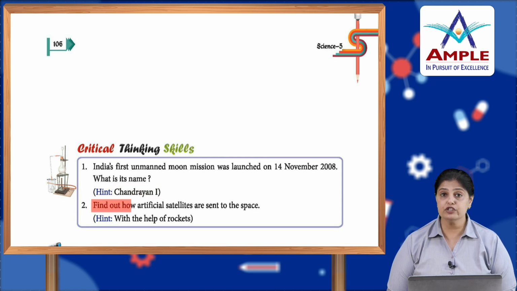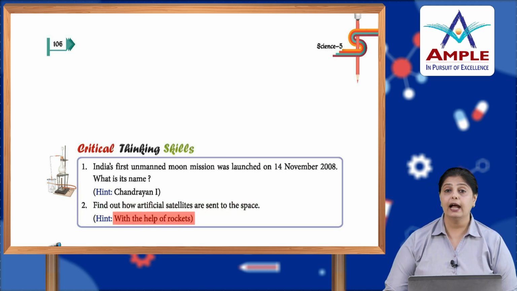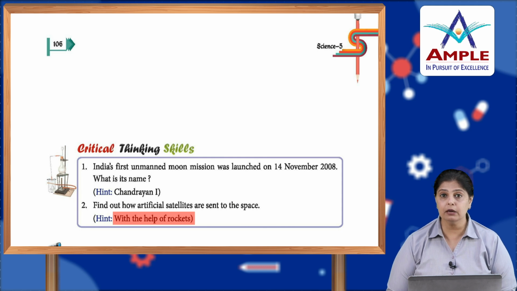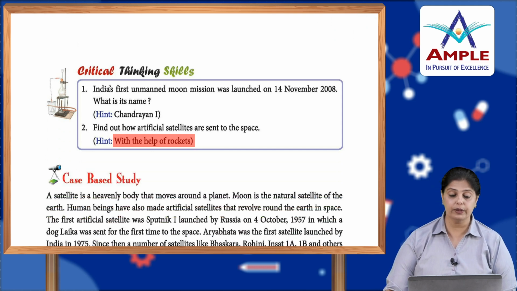Find out how artificial satellites are sent to space. They are sent with the help of rockets, okay. And you must have seen movies like Mission Mangal, and there are so many movies that are based on whatever the people working for ISRO or NASA are doing to reach outer space, okay.